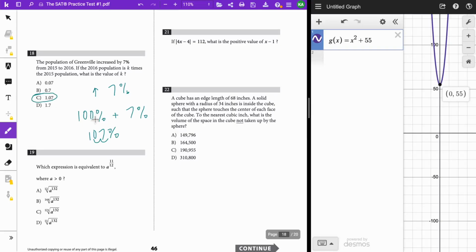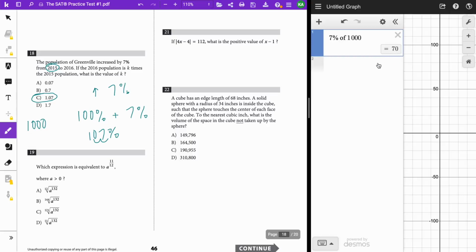Another way you could do it is you could pick 2 numbers. You could say, what if the population in 2015 was 1,000? Well, to go up by 7%, you can go to Desmos, and notice in Desmos, if I just type 7%, it automatically says 7% of, and I could say 7% of 1,000, the number that we started at. Well, that number would be 70, and so if we increase by 7%, our new population is going to be 1,070. So the question is, what did I multiply 1,000 by to get to 1,070?